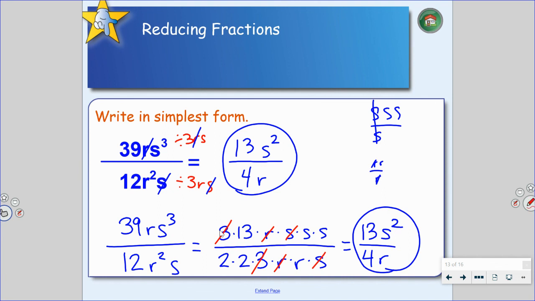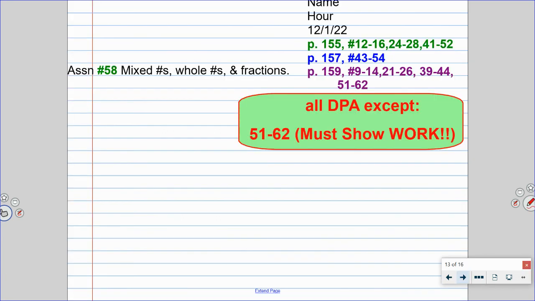So folks, perhaps you can see why we've combined 3 lessons together, because we've seen it all before. You understand mixed numbers, you understand whole numbers, you understand improper fractions, and we've already done the simplifying piece as well. We're just kind of building up that skill before we get into more algebraic fractions. Remember, please, the only thing you really need to show work for is 51 to 62. All the rest, directions, then problem, then answer.